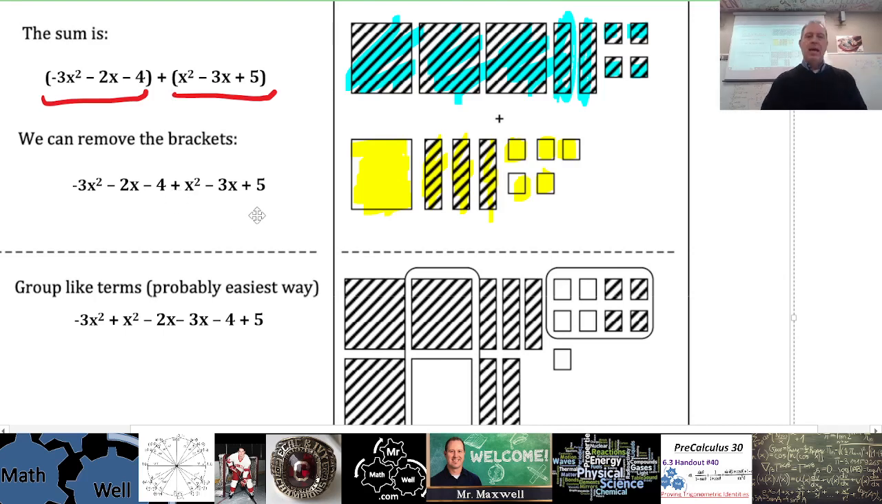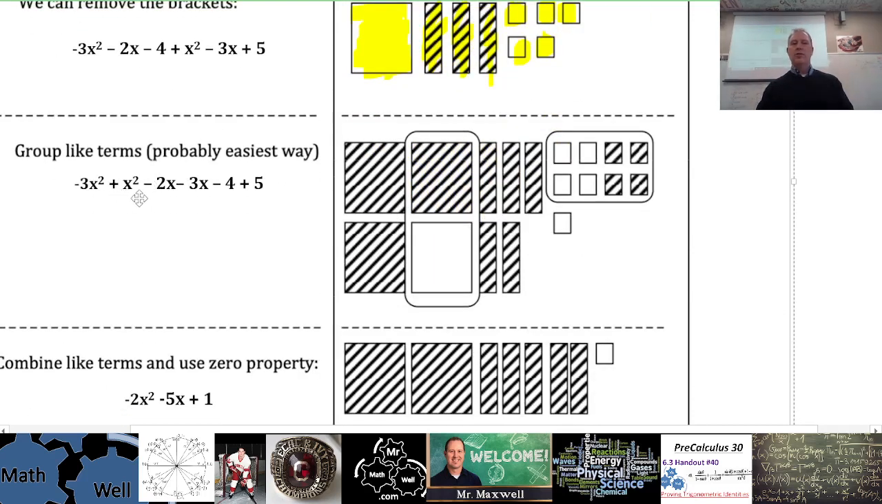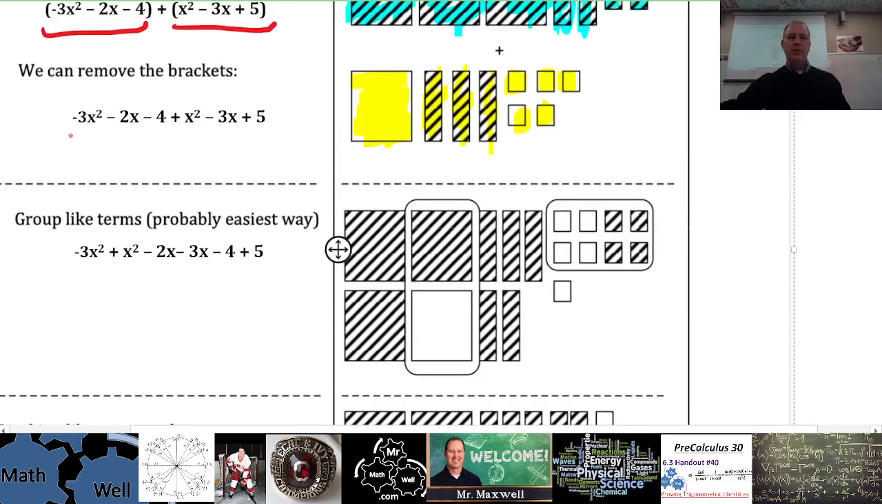Okay? And now we can group the like terms. So again, algebra on the left side, you'll notice that the x squared term and the x squared term are now together. And the x term and the x term over here are now together.